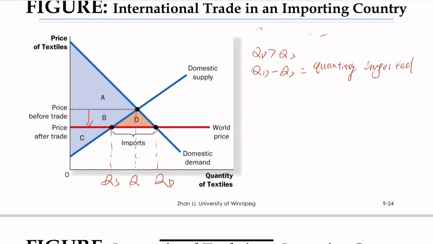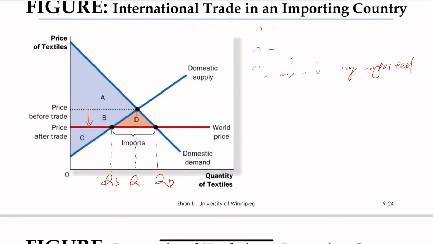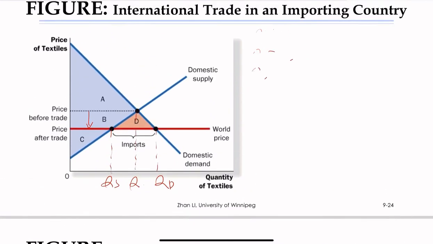Okay, that's for price and quantity. So now let's discuss how consumers' welfare will change and producers' welfare will change, right? So we will follow the same format. We will discuss consumer surplus, producer surplus, total surplus. And we will discuss without trade and with trade, and we will look at changes, right?